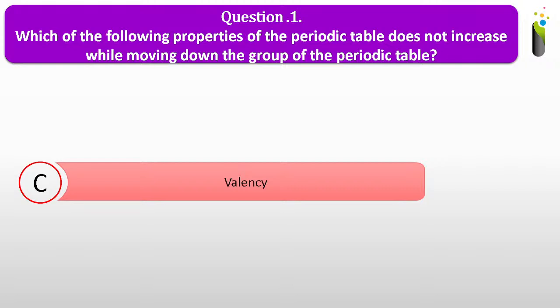It's meant for you, so you people should be answering it. Correct. The answer is valency. Going ahead with question number 2.